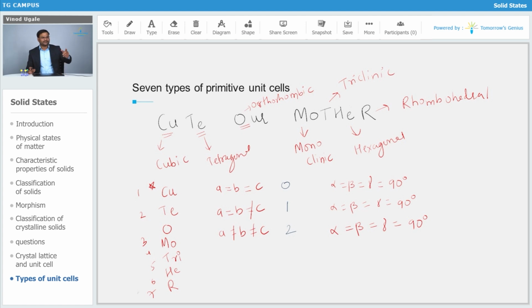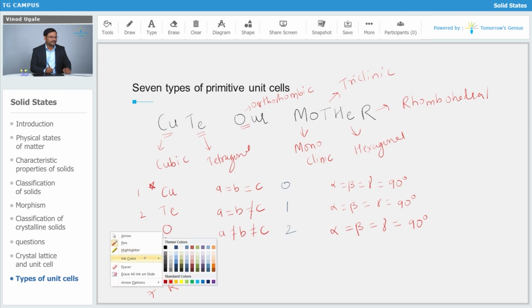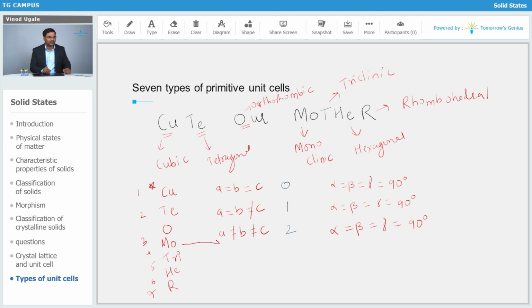Now let's go for the next system, that is monoclinic. Now what will happen in case of monoclinic, let's see. Again, let me draw an arrow over here so we will not get confused. A is not equal to B, not equal to C, that thing we are going to get over here, okay. So again 2 unequal signs are going to be there, and in case of monoclinic, 2 angles are going to be 90 degree, but any one angle is not going to be 90 degree.